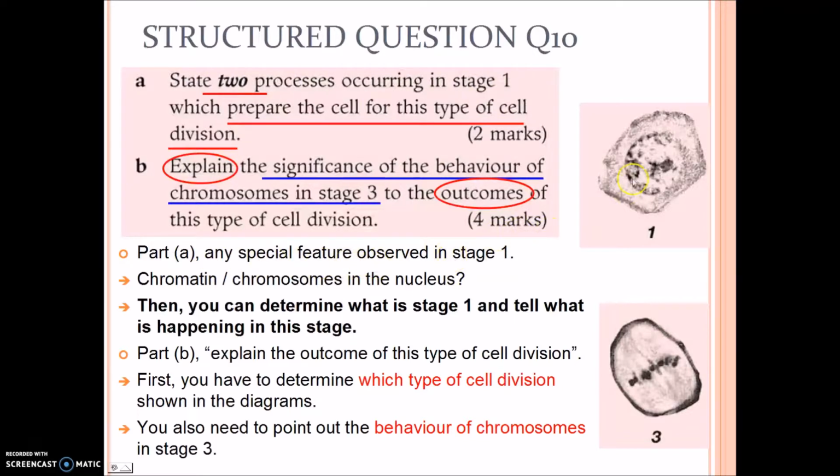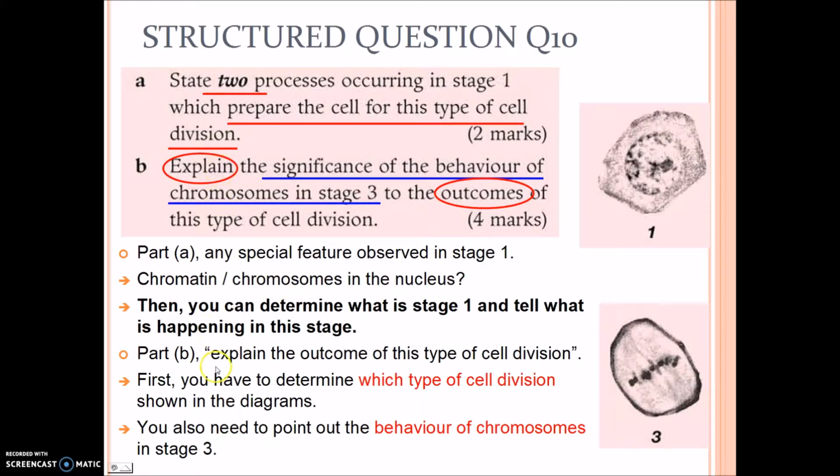Part A, any special feature observed in stage A. In this part, I can see that this should be the nucleus. But the point is, can I see the chromosomes clearly? Is it chromatin or chromosome in the nucleus? That's the very important question for you to determine what stage 1 is. Once you can tell me that stage 1 is what phase, then you can tell me what is happening in this stage. The key question is chromatin or chromosome, you tell me.